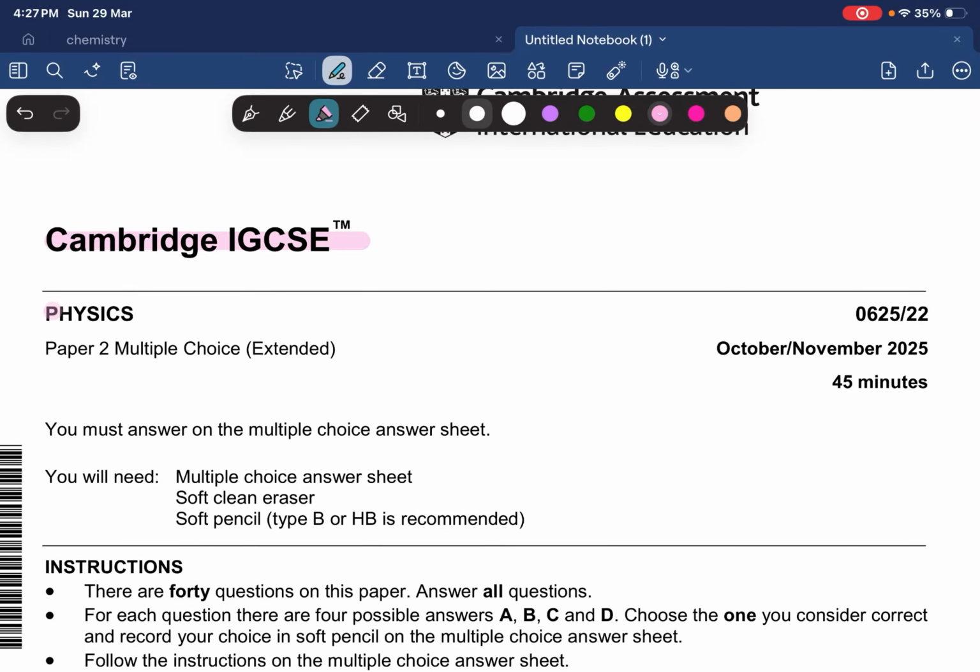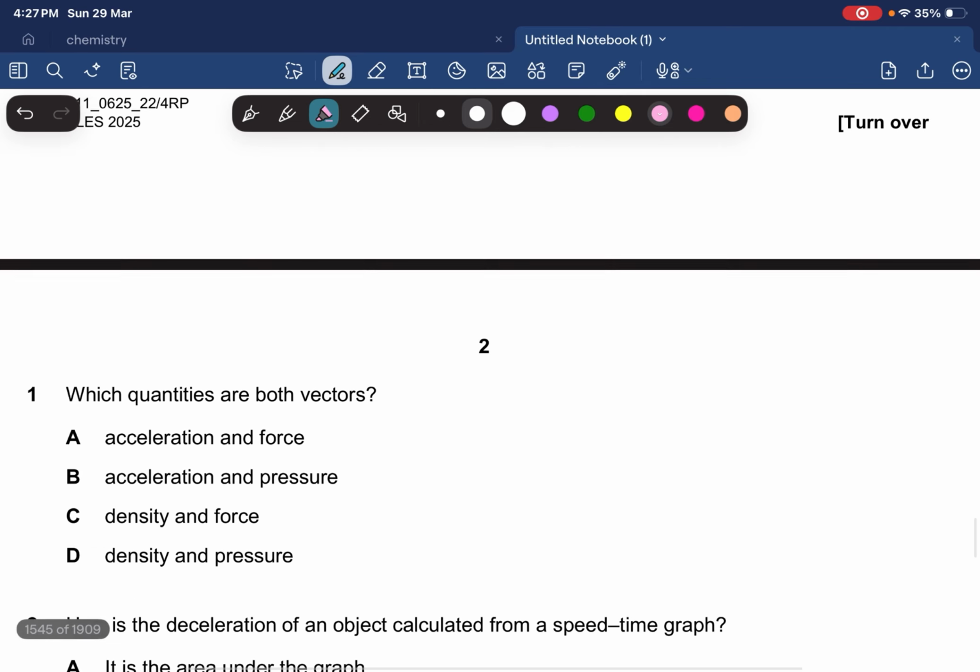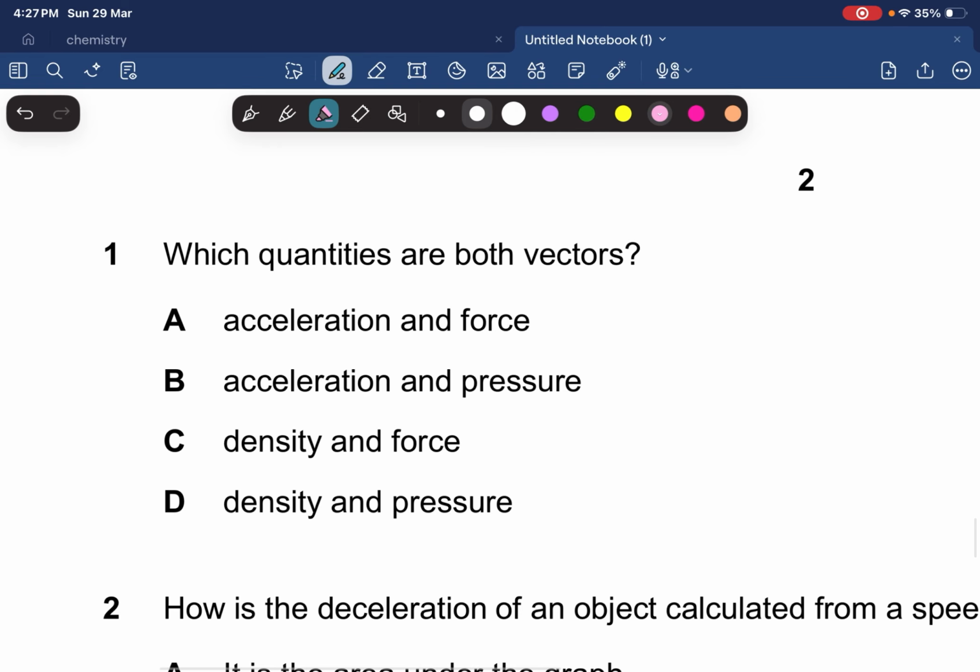Cambridge IGCSE Physics Paper 2 Multiple Choice Extended October-November 2025 Paper 22. Which quantities are both vectors?